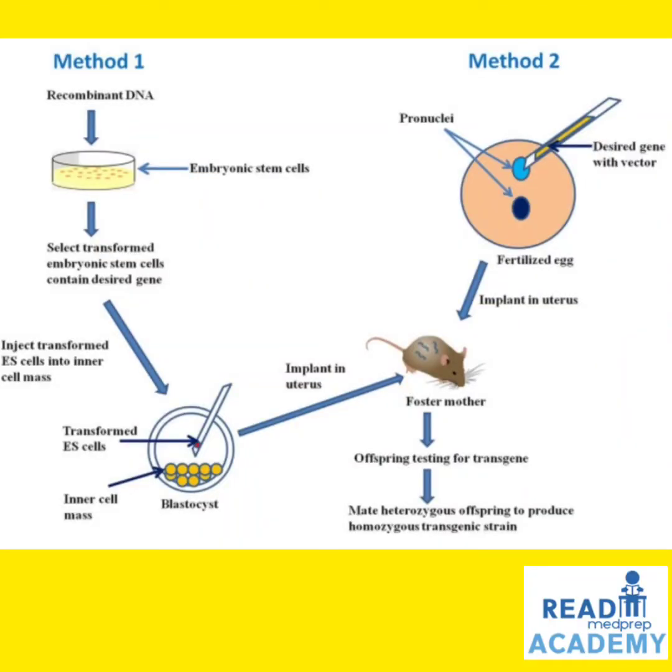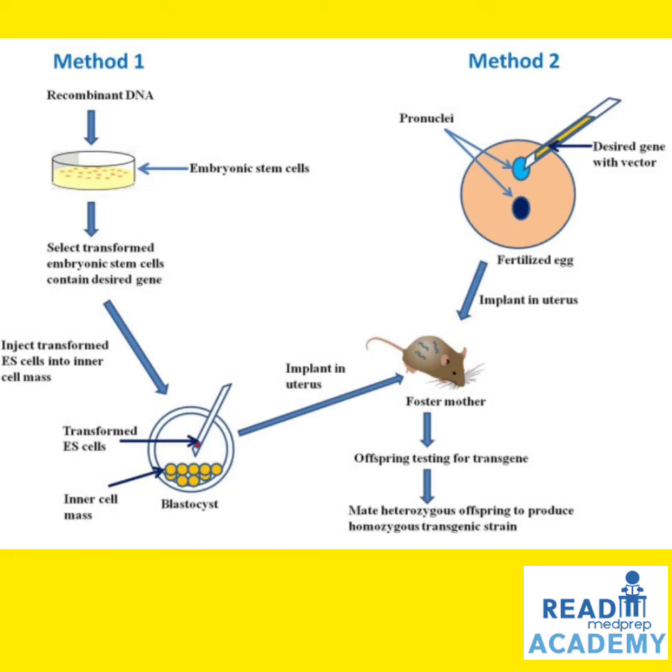Here you can see method 1, method 2. In method 1, the recombinant DNA is introduced into the embryonic stem cells, and they select the transformed embryonic stem cells that contain the desired gene. Inject the transformed embryonic stem cells into the inner cell mass. This inner cell mass, which is present in the blastocyst, is introduced or implanted in the uterus of the female, and the foster mother bears the offspring, and the testing is done for the transgene in the offspring and mate heterozygous offspring to produce homozygous transgenic strain.